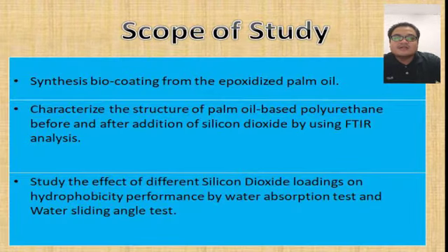And then we go to the scope of study. The scope of study in this research is to synthesize biocoating from the epoxidized palm oil, and to characterize the structure of palm oil-based polyurethane before and after addition of silicon dioxide by using FTIR analysis. The last one is to study the effect of different silicon dioxide loading on hydrophobic performance by water absorption test and water sliding test.